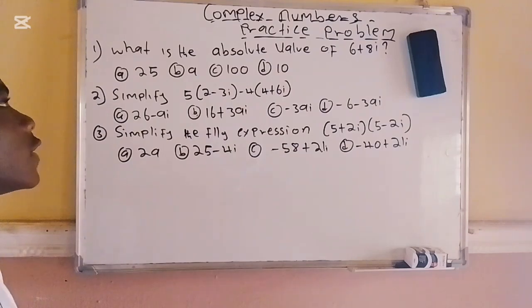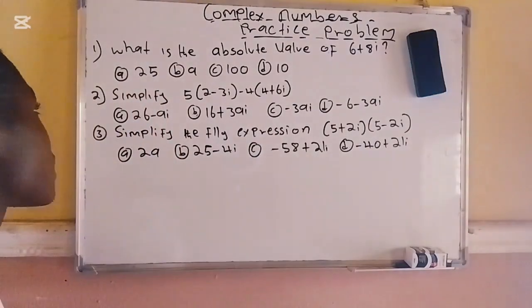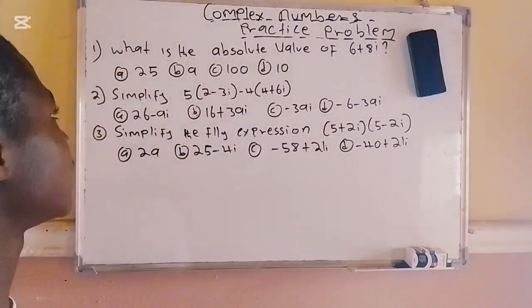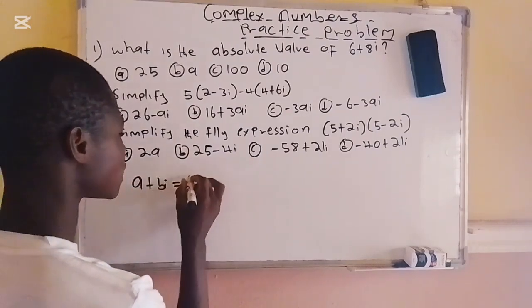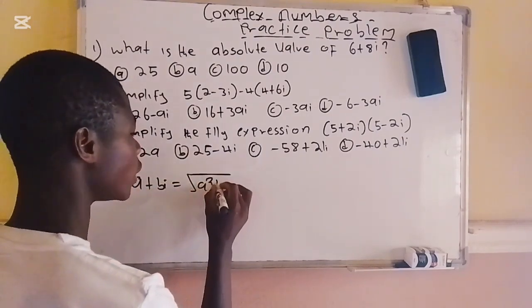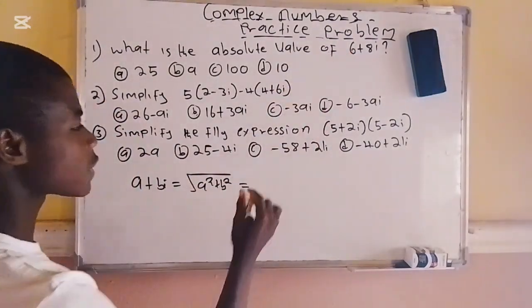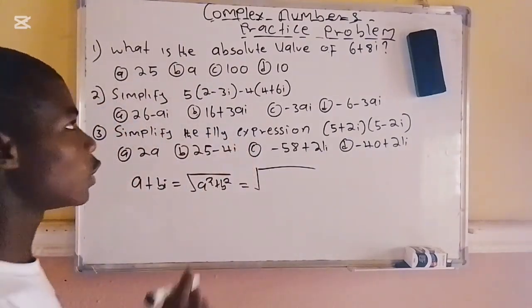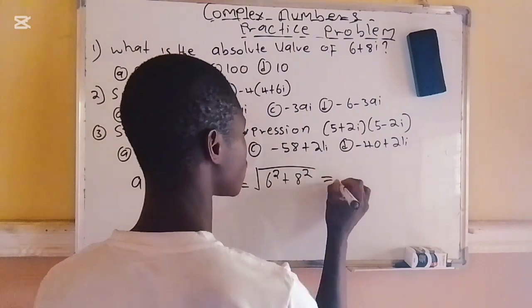Whenever you are going to do a CDT question under the topic complex number, you might see a question like this. The question says, what is the absolute value of 6 plus 8i? We all know that the absolute value of a plus bi is the same thing as the square root of a squared plus b squared. So the absolute value of 6 plus 8i will be equal to the square root of 6 squared plus 8 squared.